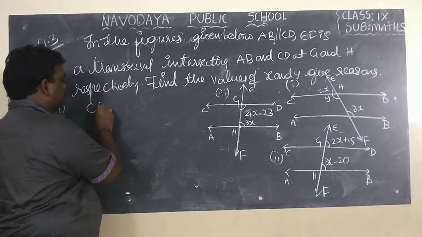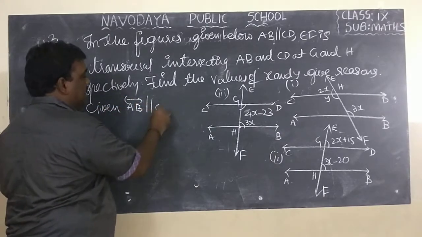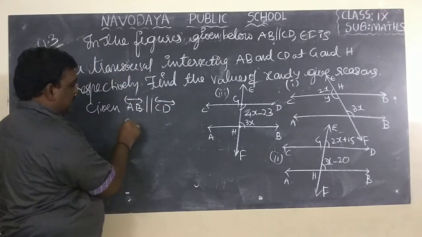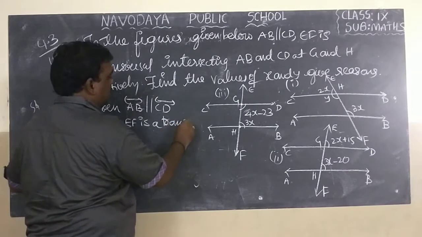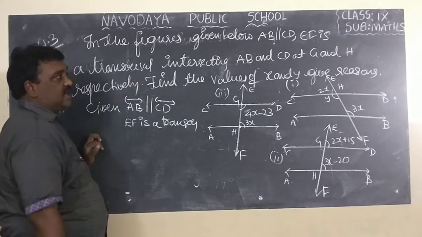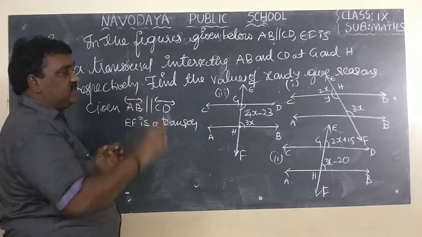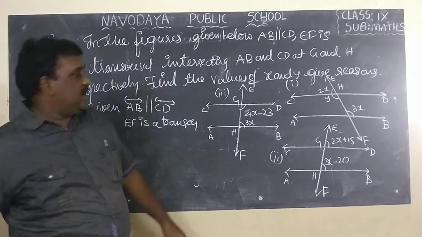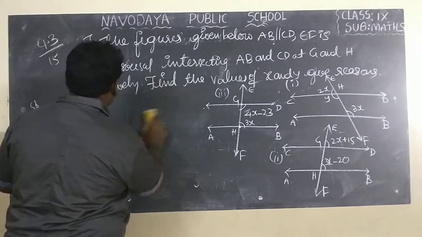Given: AB parallel CD, EF is a transversal intersecting AB and CD at G and H respectively. Okay? So this is the information we know. Then we will do the first one.